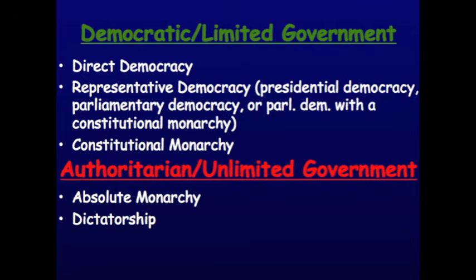There are two main types of governments: democratic or limited, and authoritarian, which is unlimited. What I mean is that in a democratic government, the government has limited power. These would be constitutional monarchy, direct and representative democracy. Authoritarian means the government has total power. This would be an absolute monarchy and a dictatorship. It's important to know the difference between these types of governments.